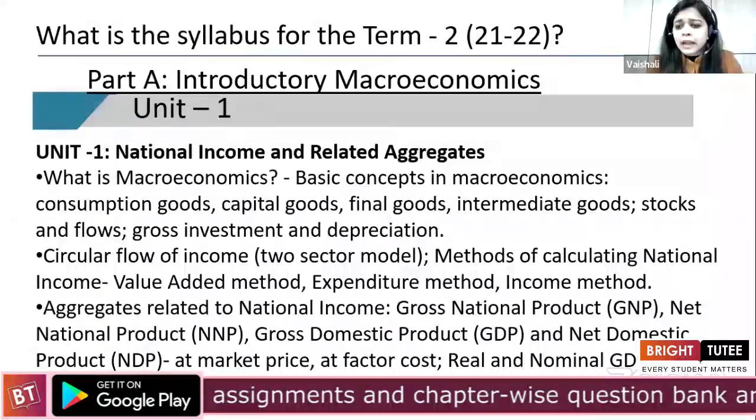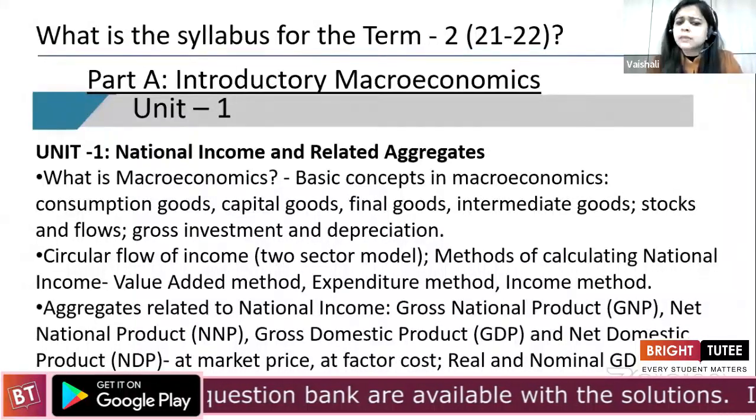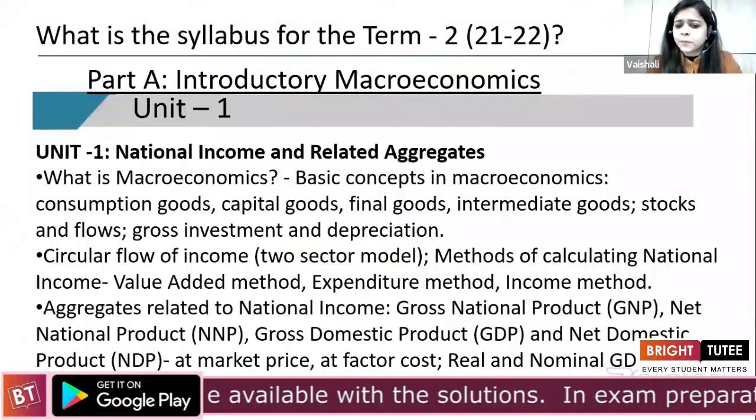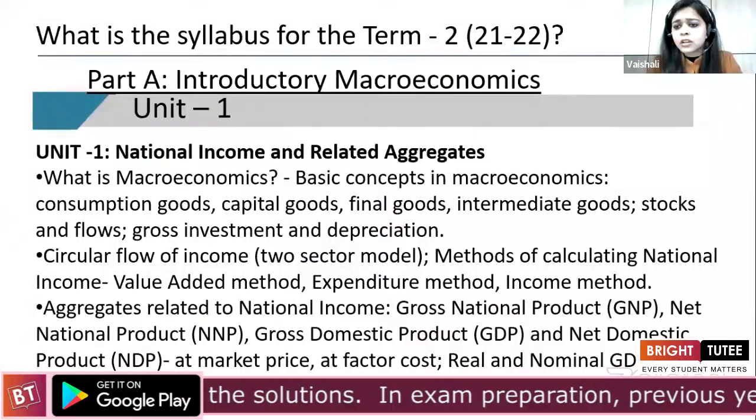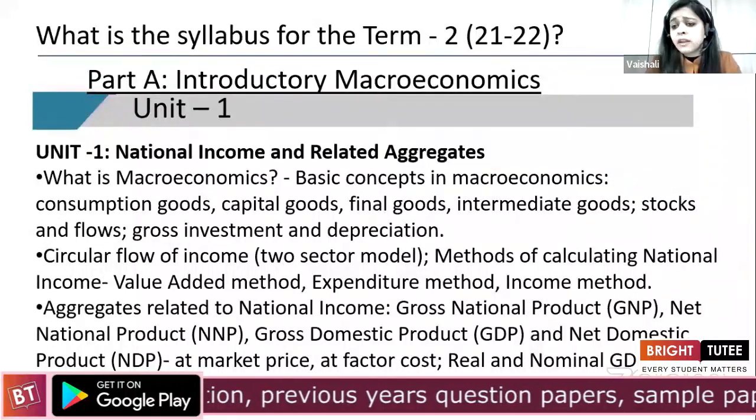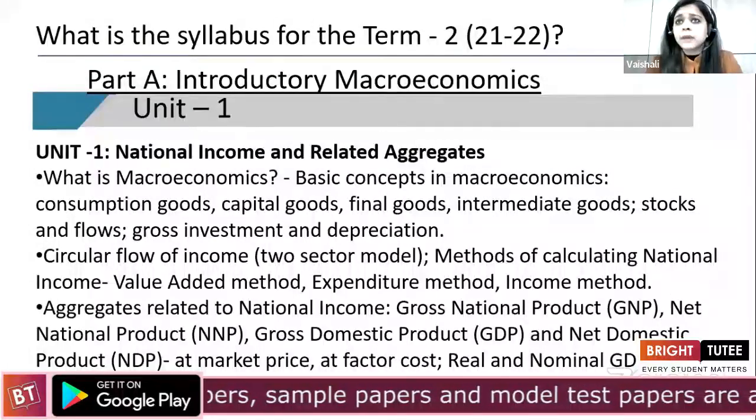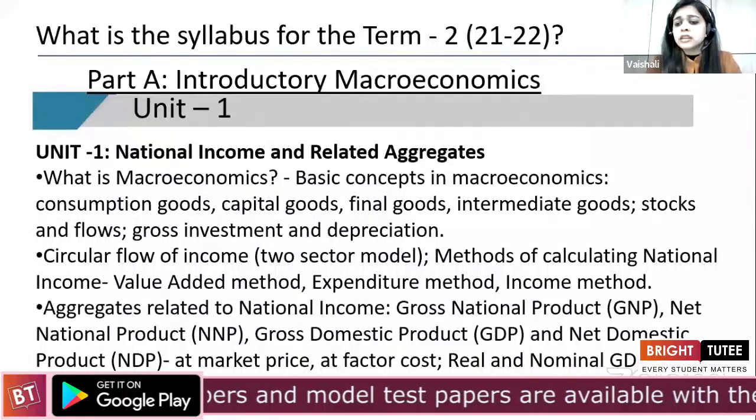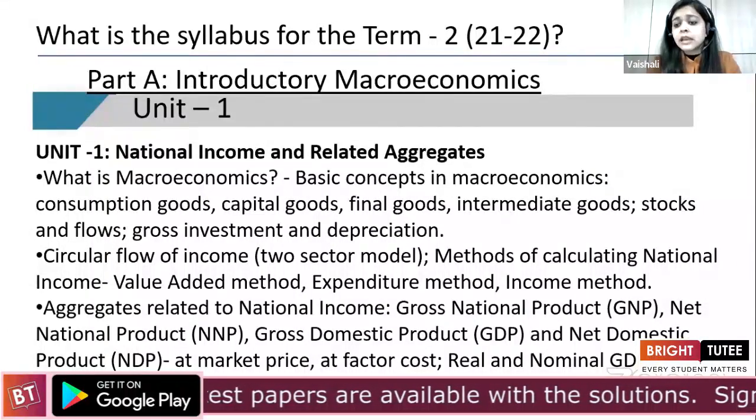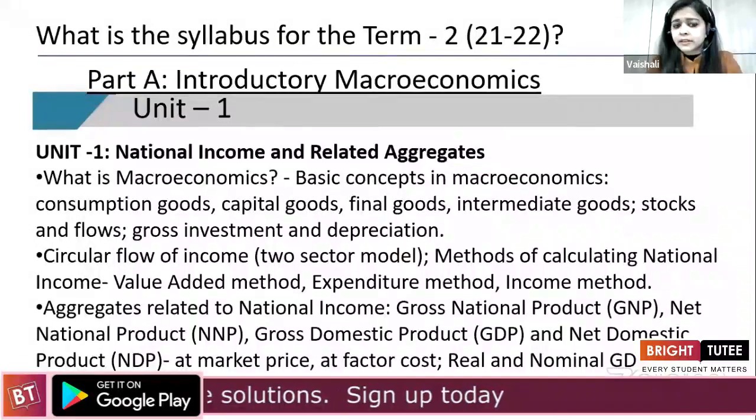Then we have all the aggregates that are related to NNP at FC, that is NNP, GNP, GDP, NDP at market price, at factor cost, everything. Then we have real and nominal GDP. Then we have GDP and welfare. I hope you know that GDP and welfare is one of the very important topics that has, in the past 4-5 years, gained a lot of importance in the curriculum. So this is all about national income and related aggregates.